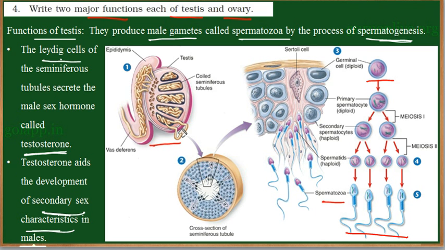Now these characteristics can be like increased or greater bone density, higher muscular mass, or the wider shoulder bones and rib cage, or deeper voice. These are the secondary sexual characteristics in male.